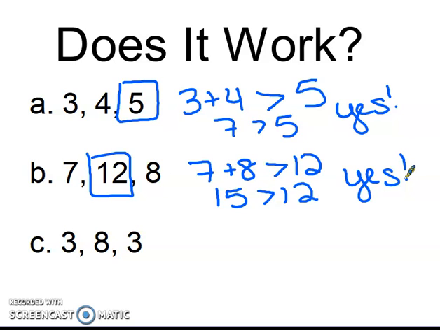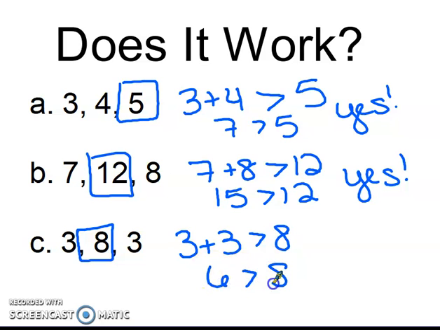If we look at letter C, again, my biggest side is 8. So I'm going to take my 2 smaller sides, 3 plus 3, and it needs to be bigger than 8. Well, 3 plus 3 is 6. 6 is not bigger than 8, so no, it does not make a triangle.